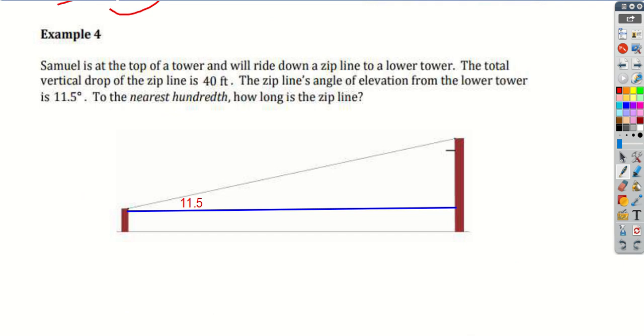Samuel is at the top of a tower, right on the zip line to a lower tower. The total vertical drop of the zip line is 40 feet. The zip line's angle of elevation from the lower tower is 11.5 degrees. We want to know how long the zip line is. So the vertical drop of the zip line is 40 feet.